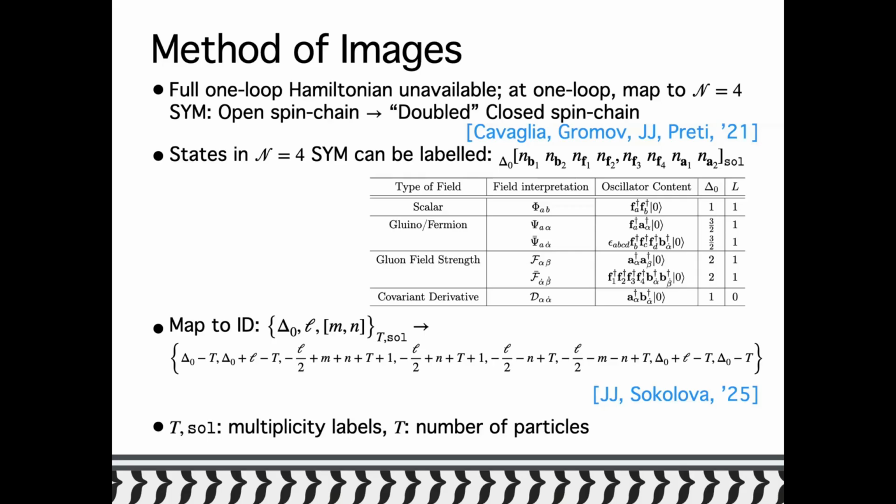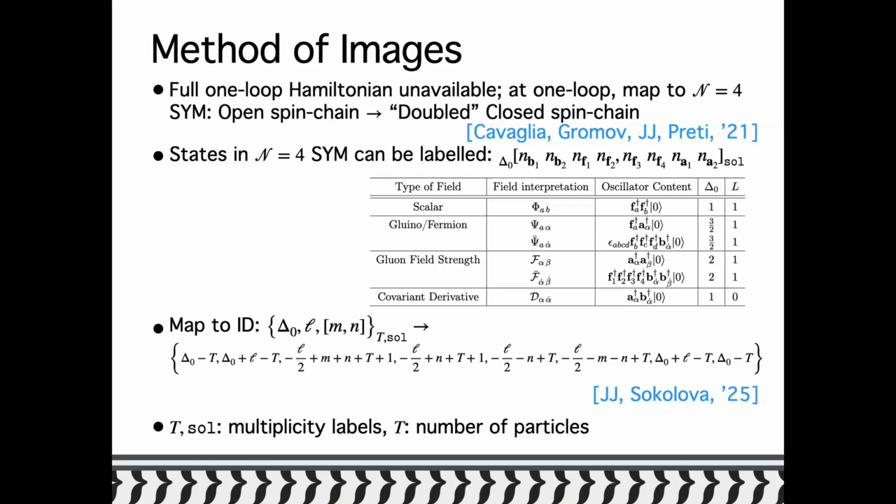But what one can do, using the method of images, is map the defect to an operator with double the length in N=4 super Yang-Mills. And then you can use the N=4 super Yang-Mills result and double it. I'm skimming over some of the details here, but that's basically the point. You can use the method of images to take mileage from stuff you already know in N=4 super Yang-Mills.